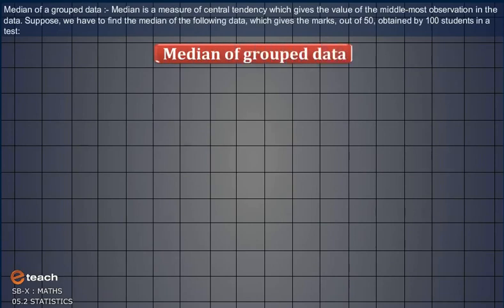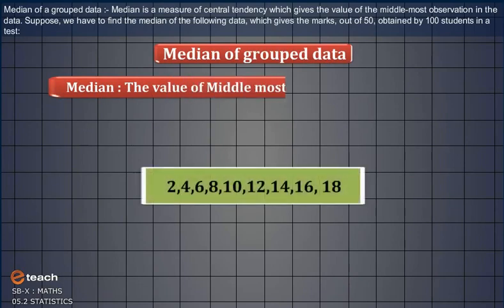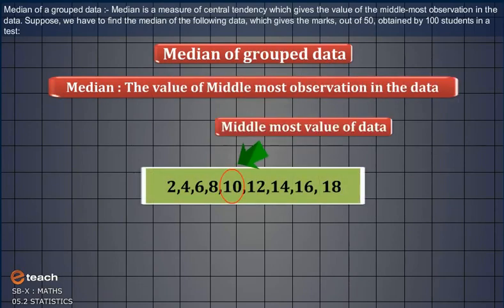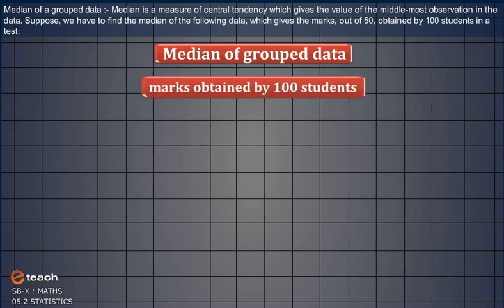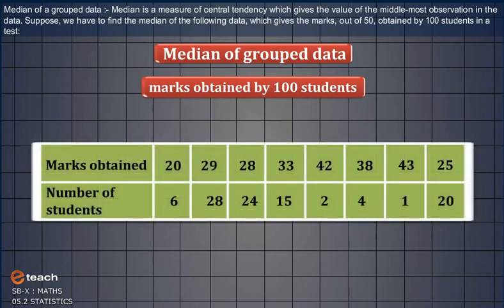Median of grouped data. Median is a measure of central tendency, which gives the value of the middlemost observation in the data. Suppose we have to find the median of the following data, which gives the marks out of 50 obtained by 100 students in a test.